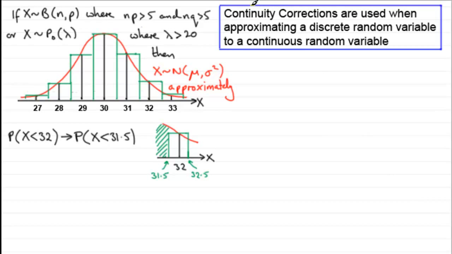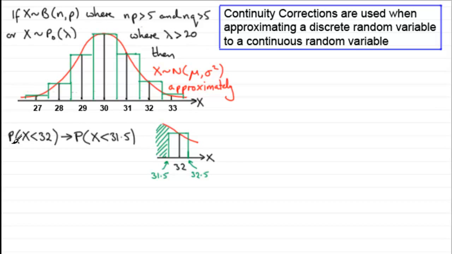Continuity corrections are used then when approximating a discrete random variable to a continuous random variable. And what we would then go on to do is use this value with the normal distribution to work out an approximate value to this one. And I'll be doing that in further tutorials, but we'll be needing the continuity correction. So hopefully this gives you a guide.